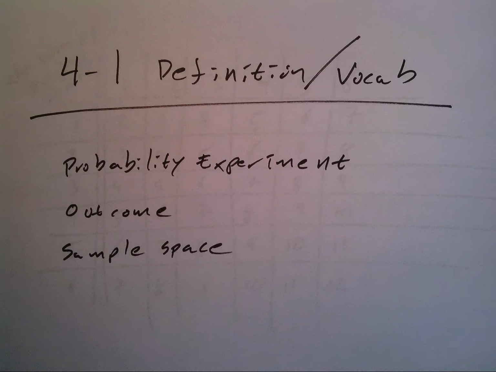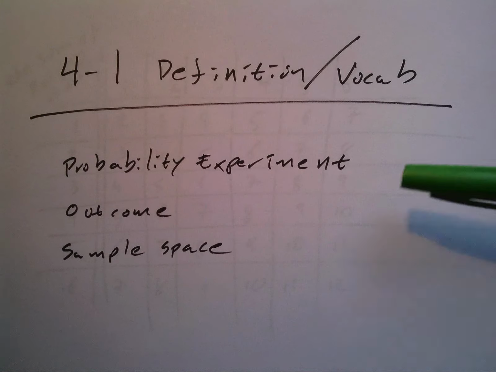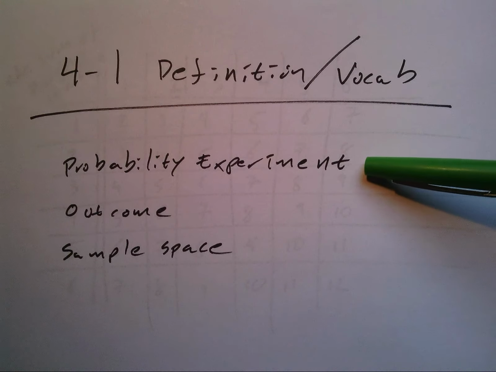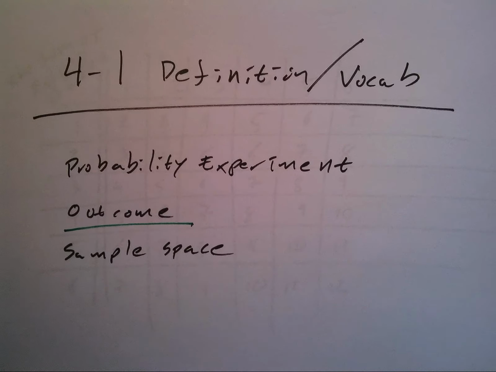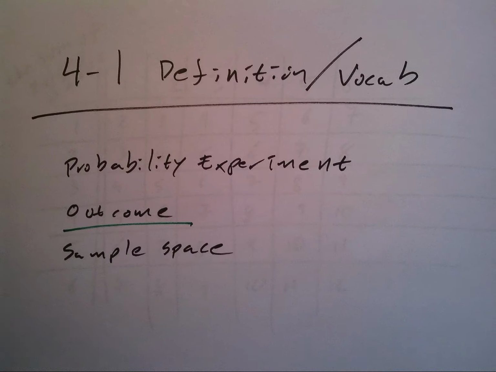Alright, so this is 4.1 definitions vocab. The first thing in the book they talk about is probability experiments. These are experiments where you're going to be figuring out the probability, the likelihood, the percent chance of something happening. Now, the next word, outcomes, those are all the different things that can happen.